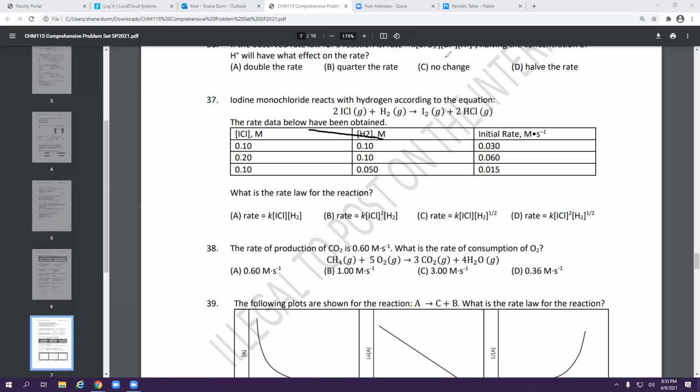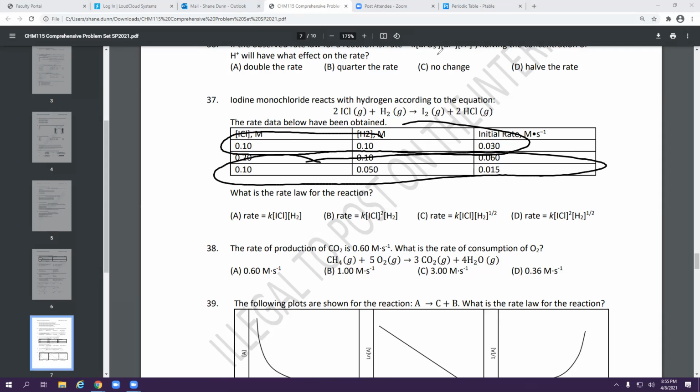Next up, we're going to use the top one and the bottom one. So we're going to do 0.05 divided by 0.1, which gives you what, Athena? 0.5, right? And then 0.015 divided by 0.030 gives you 0.5. So y equals 1. The answer is A.